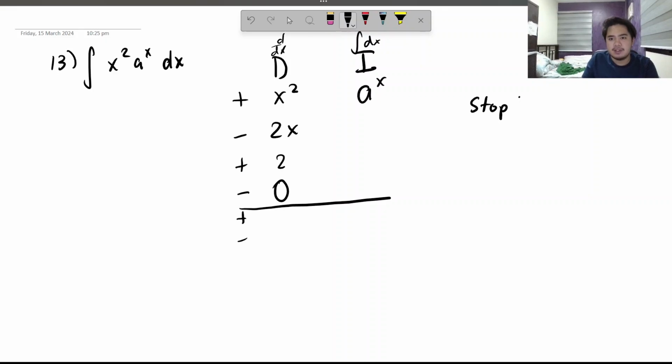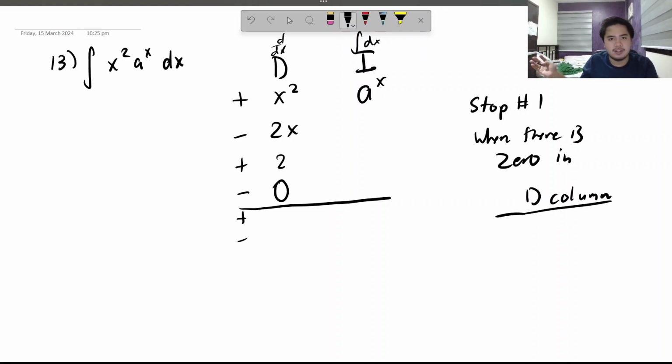Stop, number 1: when there is 0 in the column. I'm talking about the number 0. So if there's 0 here, stop. After that, we integrate a to the x. What is the integral of a to the x? Well, it's a to the x over ln a. The integral of that is a to the x over ln squared a. And then a to the x over ln cubed a.